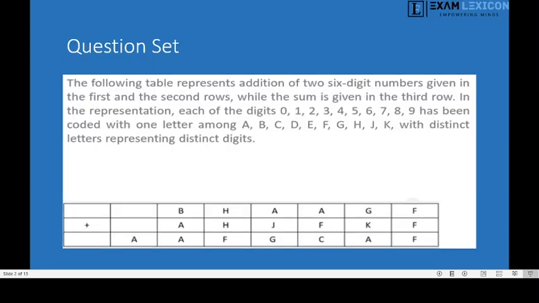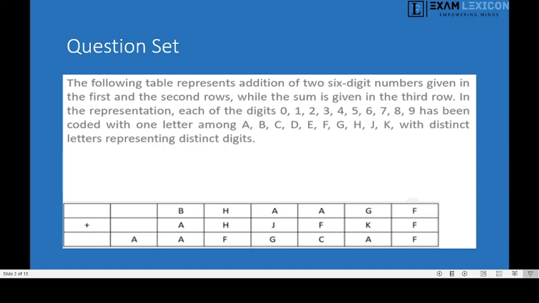Now getting back to the question set, the question was as follows. The following table represents addition of two 6-digit numbers given in the first and second rows while the sum is given in the third row. In the representation, each of the digits 0 to 9 has been coded with one letter among A to K. You can see that I is missing, with distinct letters representing distinct digits.